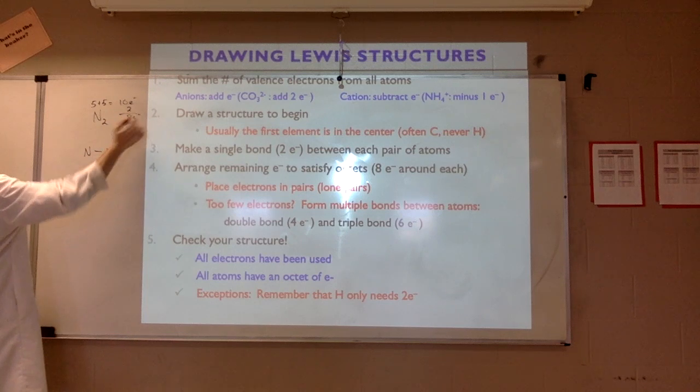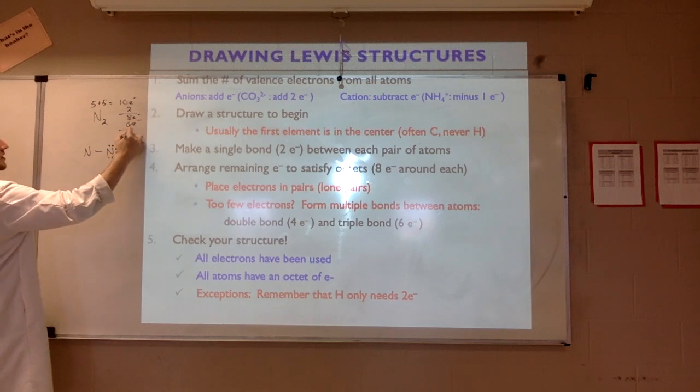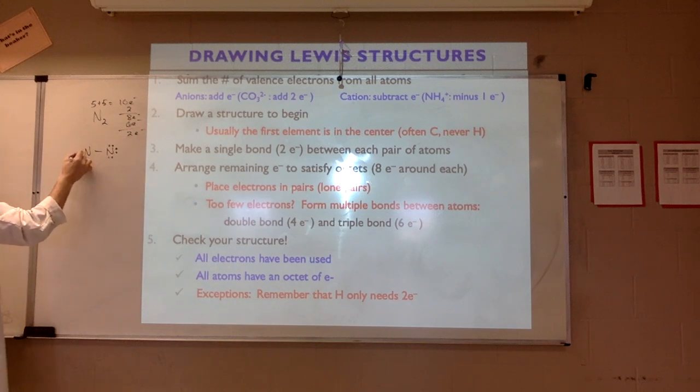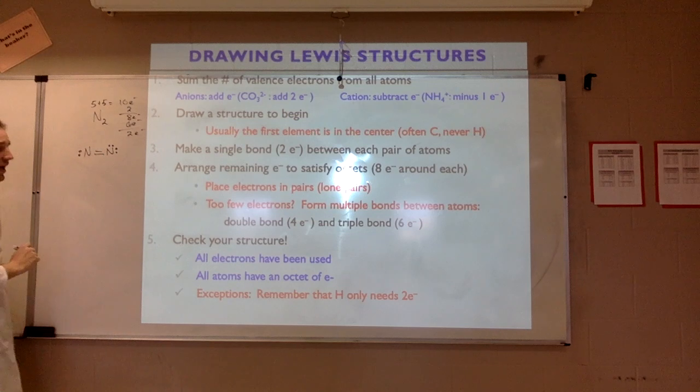We're down to 8. I'm going to fill up my outer one here. I just used 6 more, so I'm down to 2 electrons, and I've got those here. Problem: this nitrogen's got 8, but this one's only got 4. So we're going to take 2, bring them down, and do a double bond.